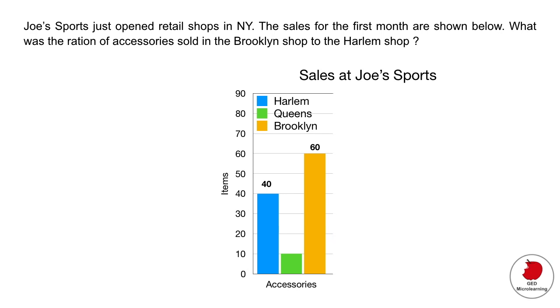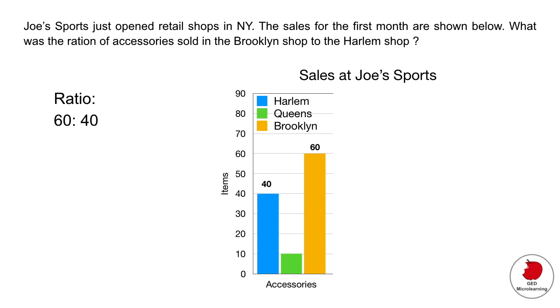And it's asking for the shops in Brooklyn and Harlem. So Brooklyn is the yellow bar graph. So you can see that there were 60 items sold in Brooklyn compared to the blue column, which is Harlem, which was 40 items. Okay, so the ratio is 60 to 40.